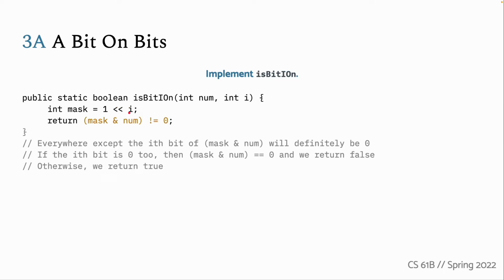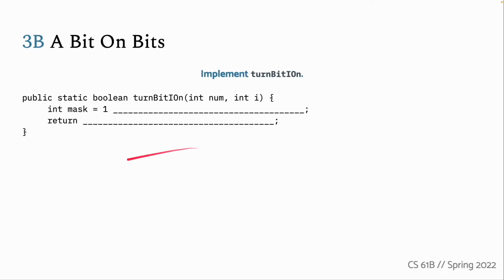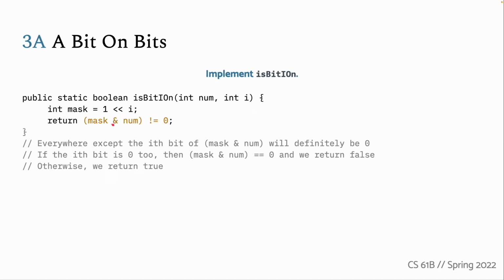Next, we want everywhere except the ith bit. We know that when we use an AND operator between mask and num, everywhere except the ith bit will definitely be 0, right? Because mask is 0 at all of those places, and we need both of them to be 1 for it to be 1. So if the ith bit is 0 as well, then this whole number will definitely equal 0, and otherwise it'll equal some other number. So all we have to do is check whether or not mask AND num is equal to 0.